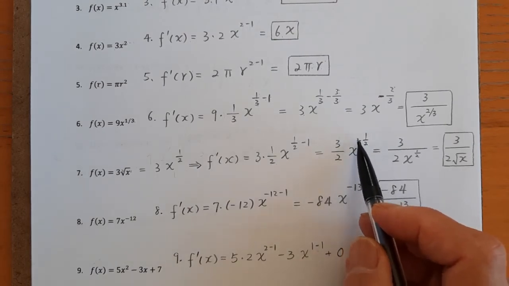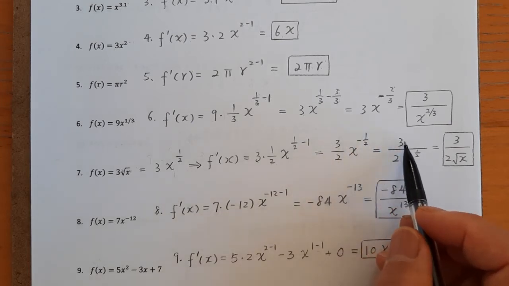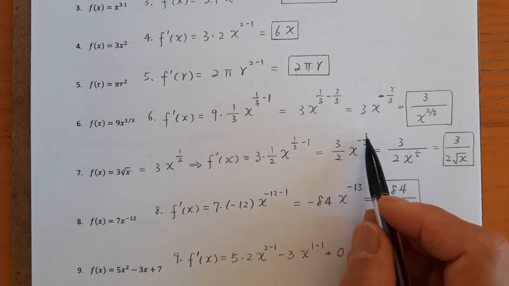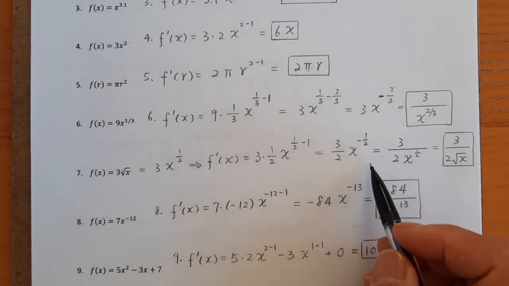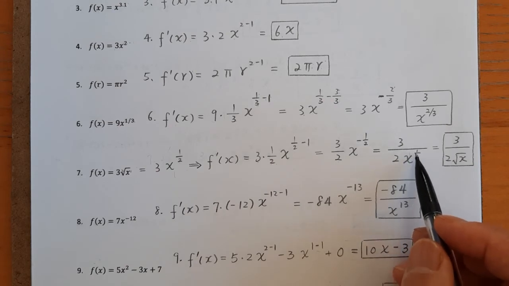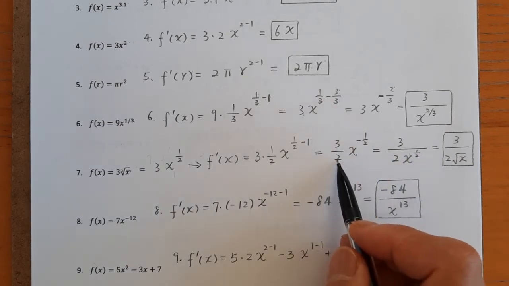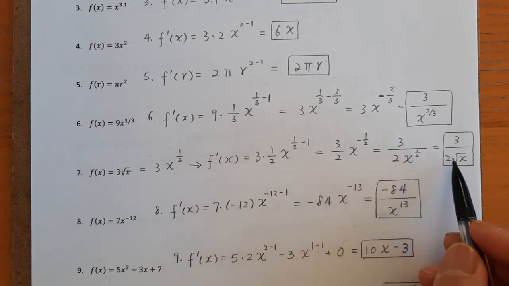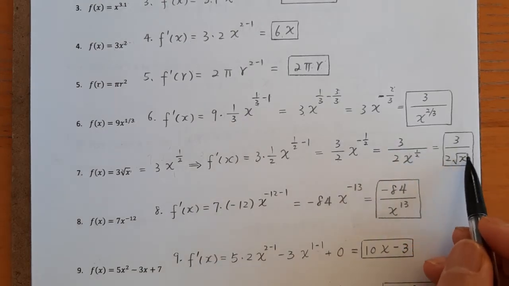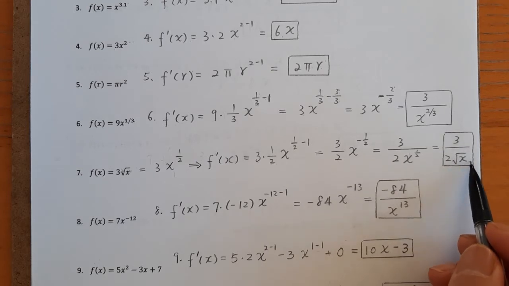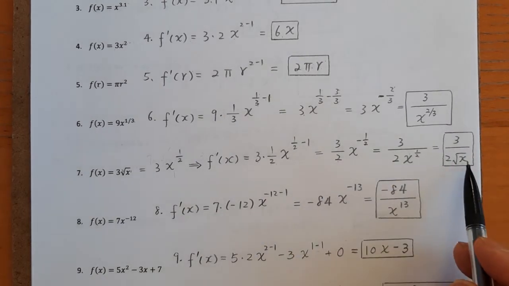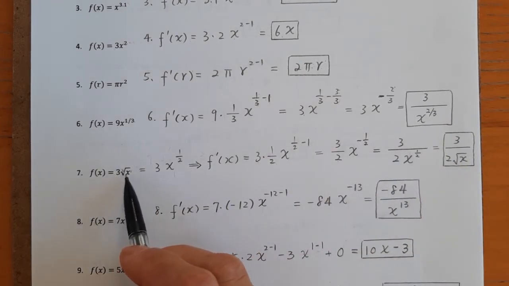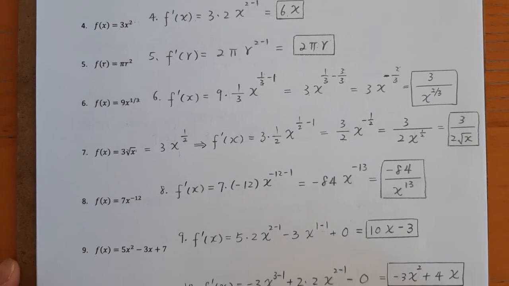Now, since it is a negative exponent, you bring it down to the denominator. 3 times x to the power negative 1 over 2, bring down to the denominator, becomes x to the power positive 1 over 2, and this 2 on the denominator. And this x to the power 1 over 2 changes back to radical form, the square root of x. We have to change back to radical form because the original is the square root of x.